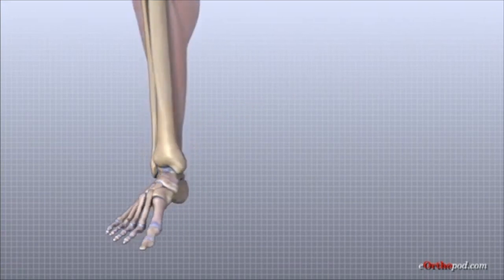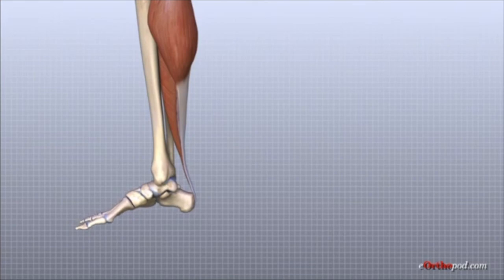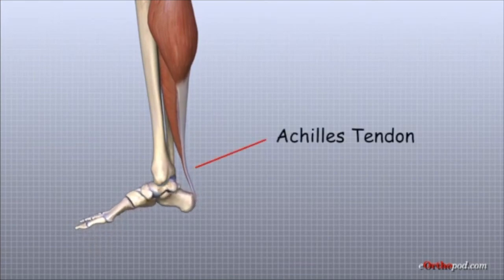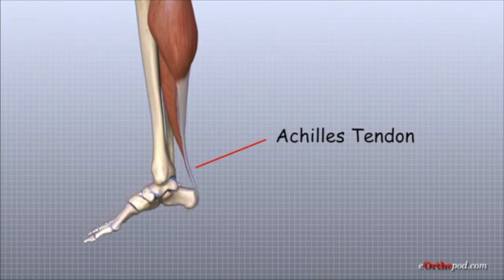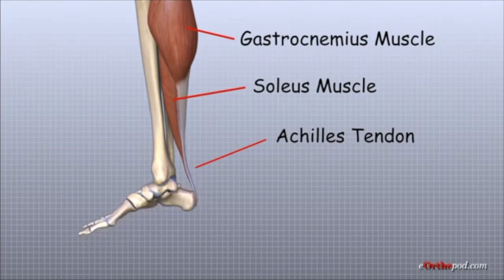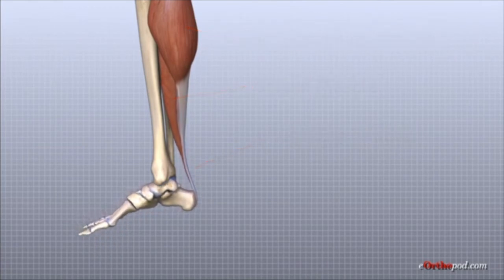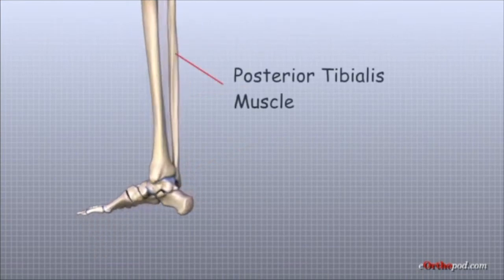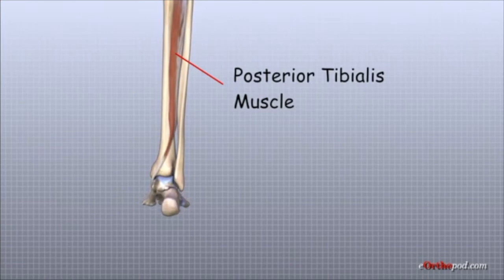Several muscles and tendons are important for ankle joint function. The large Achilles tendon is the most important tendon for walking, running, and jumping. It attaches the two calf muscles, the gastrocnemius and the soleus, to the calcaneus and allows us to raise up on our toes. The posterior tibial tendon attaches the posterior tibialis muscle in the calf to the underside of the foot. This tendon helps support the arch and allows us to turn the foot inward.